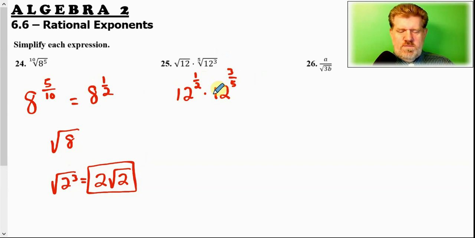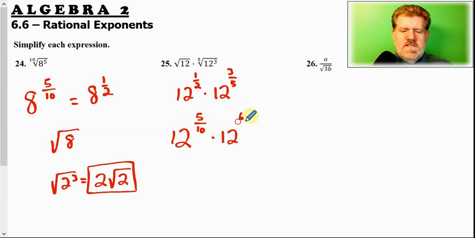All right, so we can multiply these together because we have a 12. But when we multiply, we have to add these exponents. Well, we can, but 1/2 plus 3/5, we need a common denominator. The common denominator between 2 and 5 would be 10. So could I change that to 12 to the 5/10 and 12 to the 6/10, which means I've got 12 to the 11/10. So if I put that back in the radical form, this is what I have.